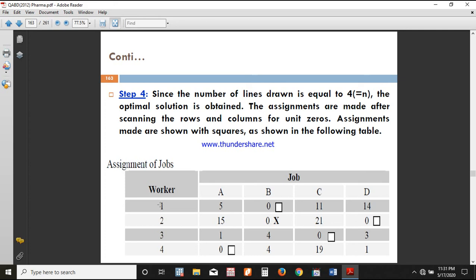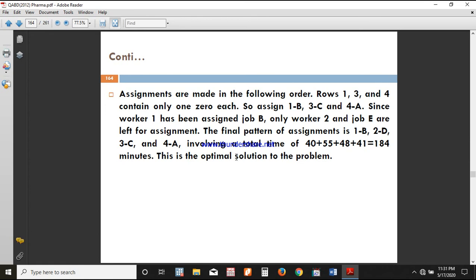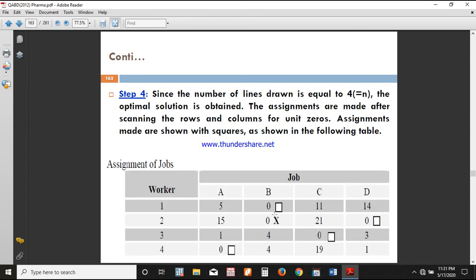The first worker is assigned by choosing the 0 element you can find. The only 0 for worker 1 is in job B. Therefore you can assign worker 1 to job B. Worker 2 cannot take that job because it is already occupied by worker 1, so you can allocate worker 2 to job D, worker 3 to job C, and worker 4 to job A.